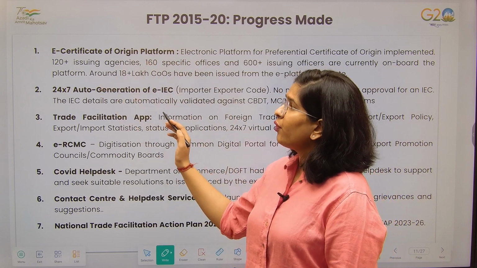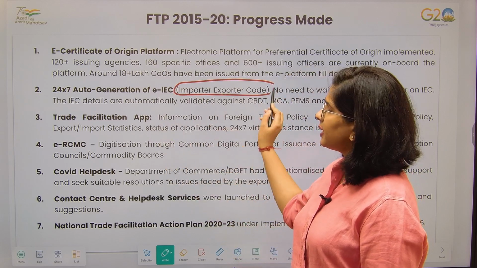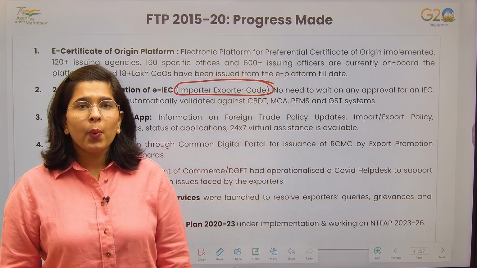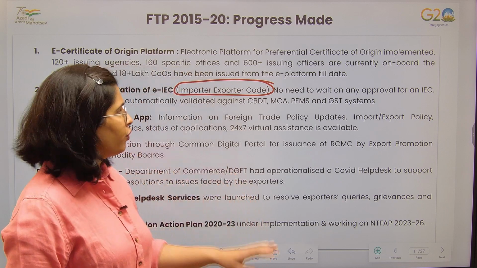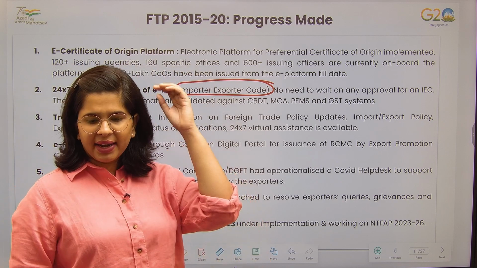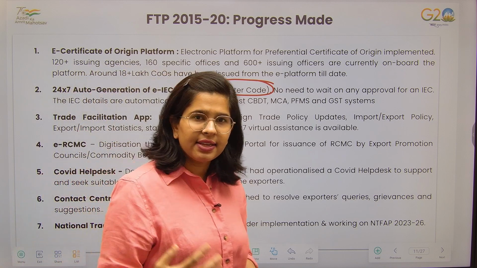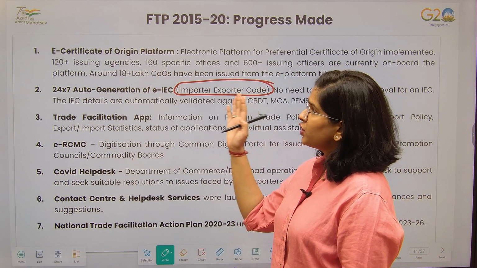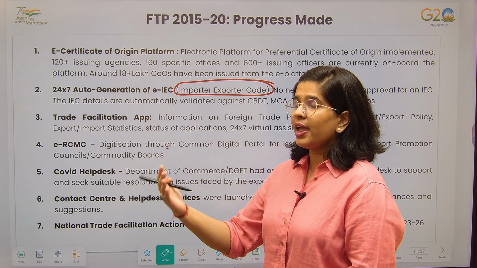Next is 24/7 auto generation of IEC, importer exporter code. It is a 10-digit importer exporter code that is important, right? No one can do import export in India if they do not have this kind of code. You can compare it with the PAN, etc. You can think like that, this is an identity which is provided to the importers and exporters, and now you can generate this 24/7. So this was the progress, this was a way ahead.